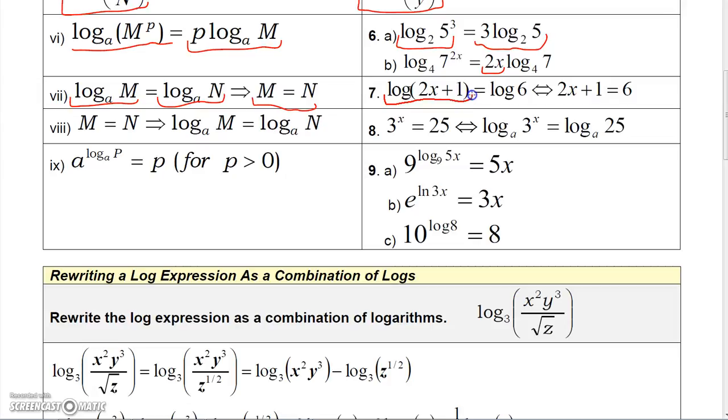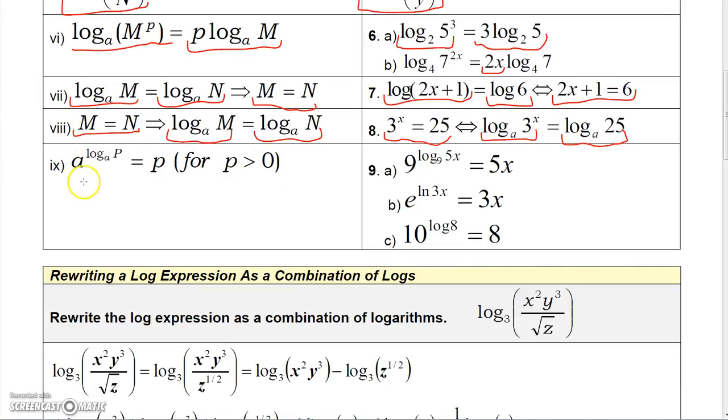So if you have the log of 2x plus 1 base 10 equal the log of 6 base 10, then you can drop the logs and say 2x plus 1 equals 6. And likewise, you can go the other way. If m equals n, then the log of m, any base, is equal to the log of n, same base. So if I have 3 to the x equal 25, then I could write that as log of 3 to the x, using whatever base I like, equal to the log of 25, again using whatever base I like.